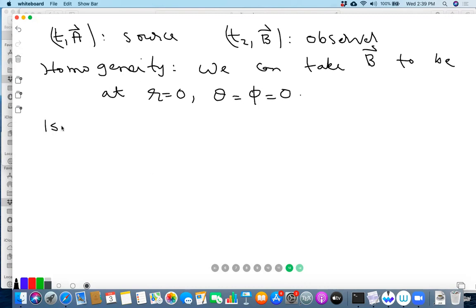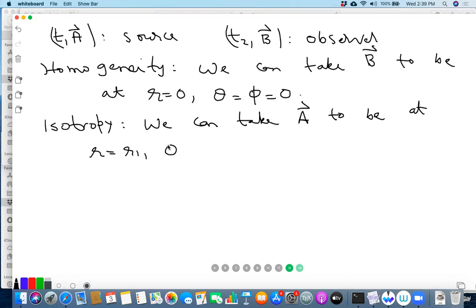Then you can use isotropy still. That means we can now still rotate around the origin. Isotropy tells us that we can take A to be at r equal to r1 and theta and phi equal to 0. You can basically rotate the theta and phi coordinates to set them equal to 0. R, of course, you cannot change. So say at r equal to r1. Is this clear what you are doing?